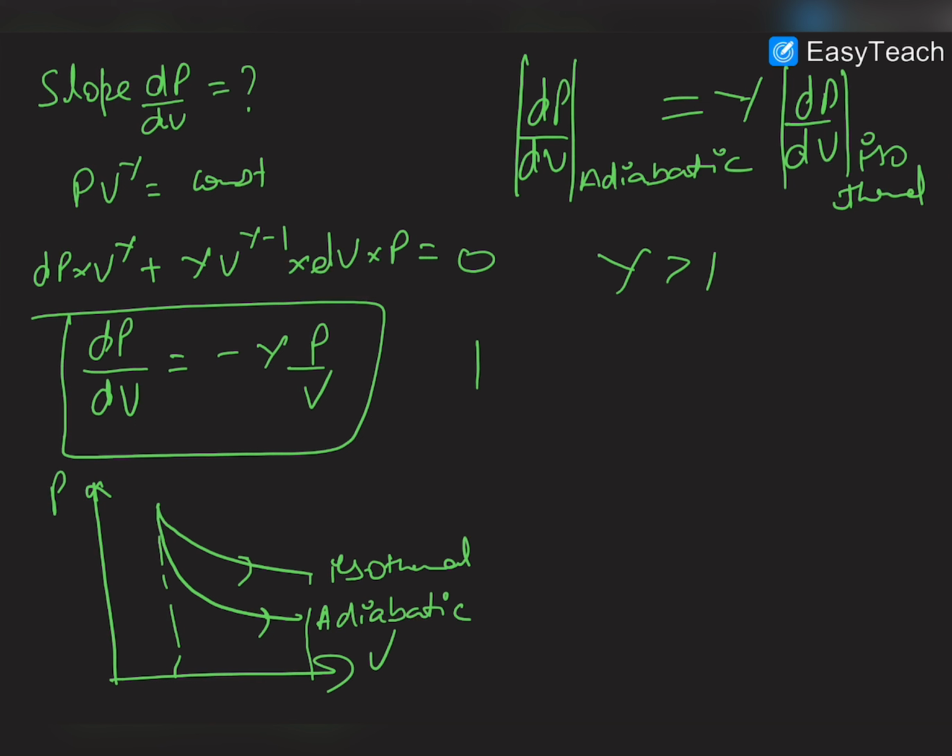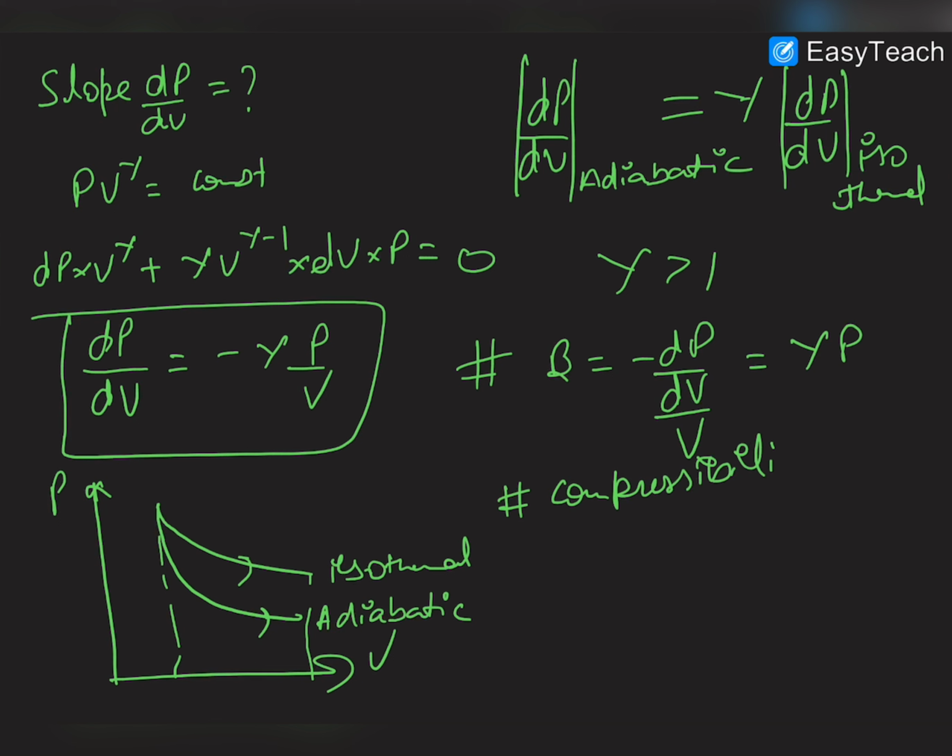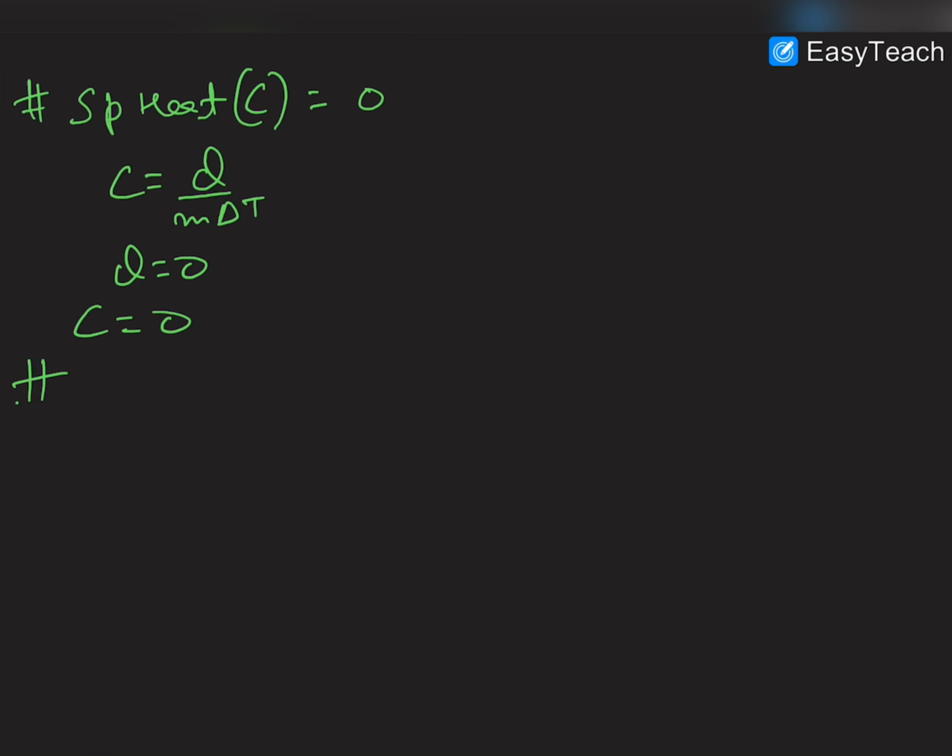Okay, now if we talk about the bulk modulus, then bulk modulus is minus dP by dV by V, and as we know that it is gamma P. So bulk modulus is this, and compressibility will be 1 upon bulk modulus, and therefore it would be equal to 1 upon gamma P. Okay, and if we find out the specific heat for adiabatic process, C is 0 because C is equal to Q by M delta T, and obviously Q is 0, so therefore C is 0. Okay, we cannot exchange any heat to raise or to decrease the temperature of the gas in adiabatic process.